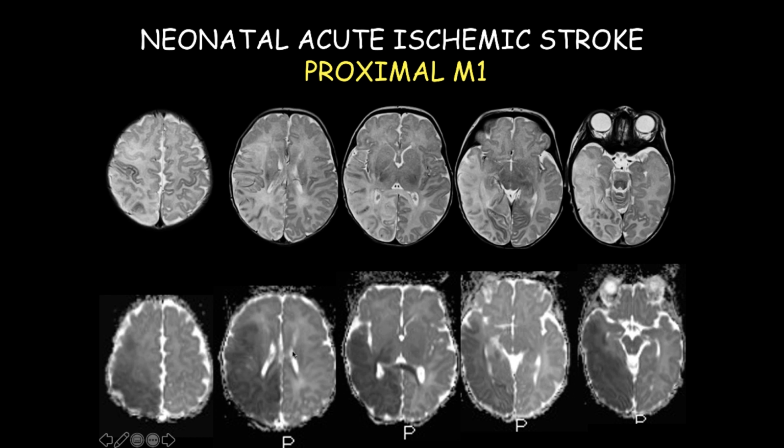On the ADC, the diffusion restriction is seen as hypointense, while on T2, these are different slices at different levels of T2, we see the hyperintensity of the same region, indicating an extensive ischemic stroke of this child.